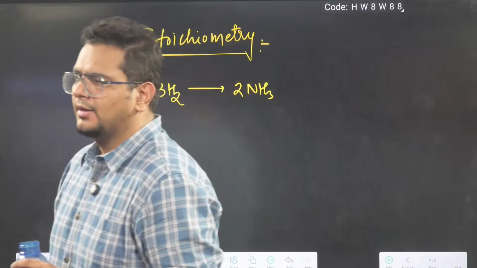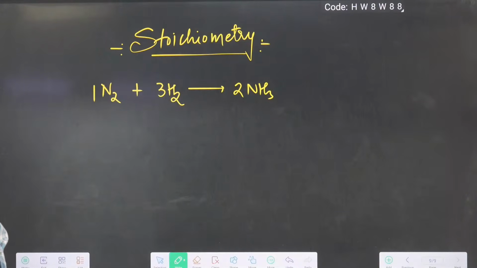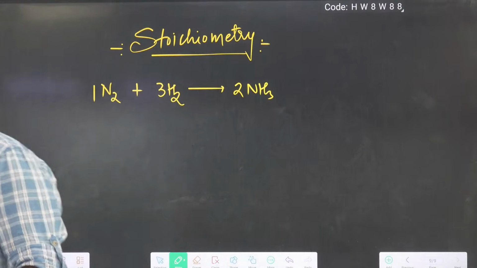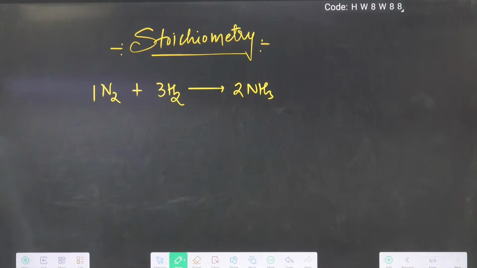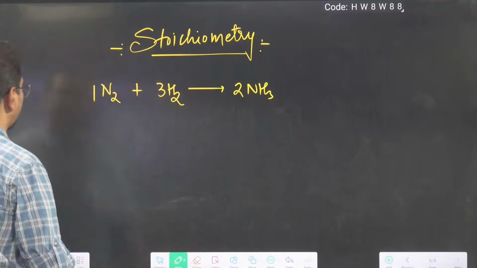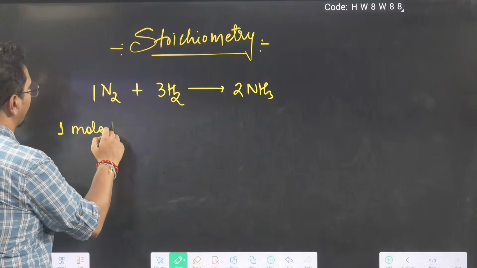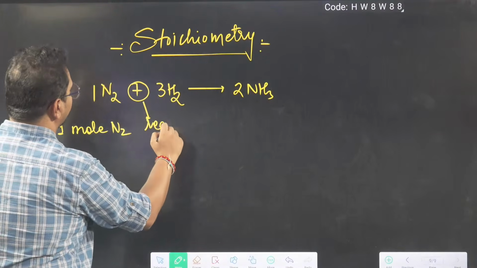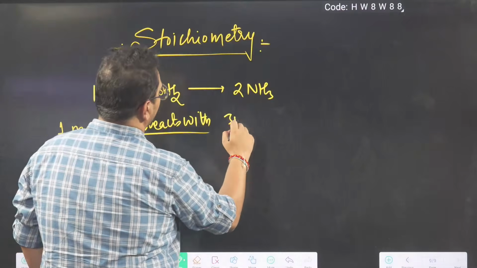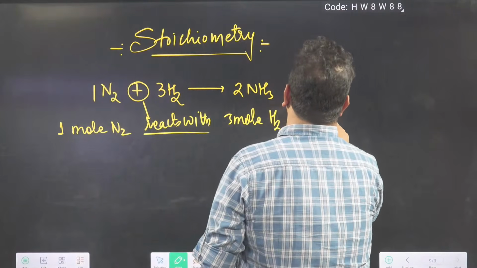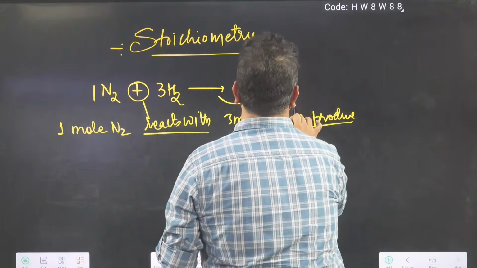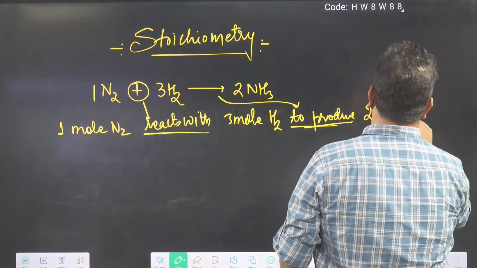Use that. 1 mole N2 reacts with 3 mole H2 to give 2 mole ammonia. Perfect. Very good. Meghna, wrong. One word, the most important word, you forgot. The most important word here is reacts with. Combine is also okay, but react is better. So 1 mole nitrogen, this plus means reacts with 3 mole hydrogen to produce, this arrow means to produce, 2 mole ammonia.